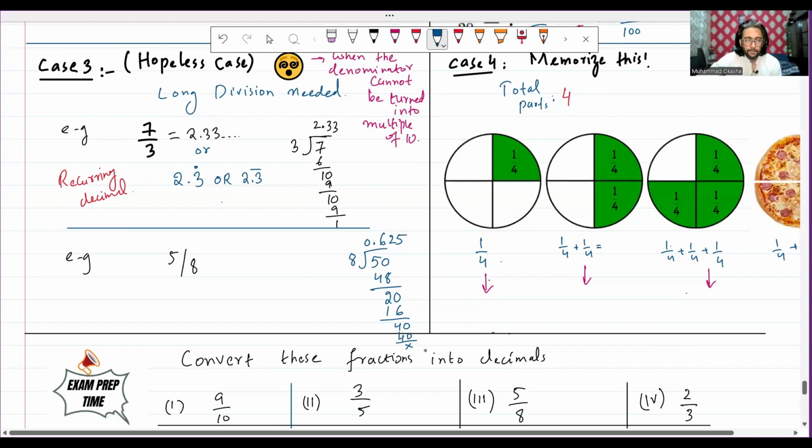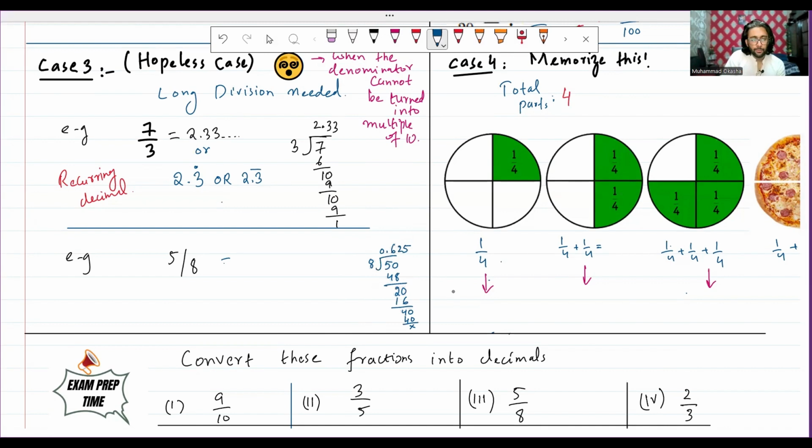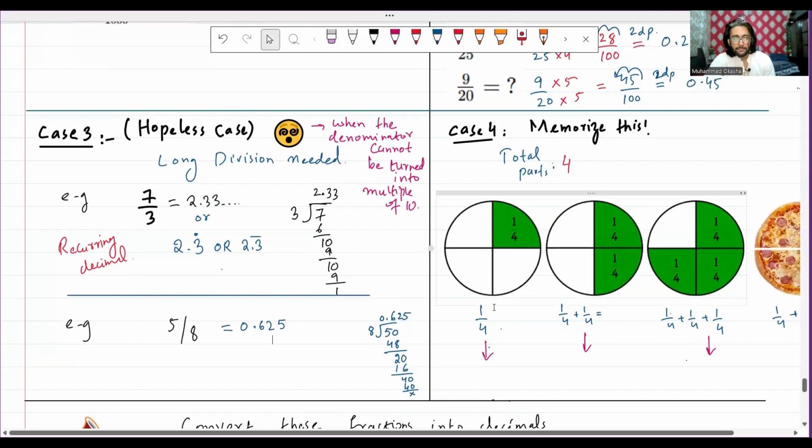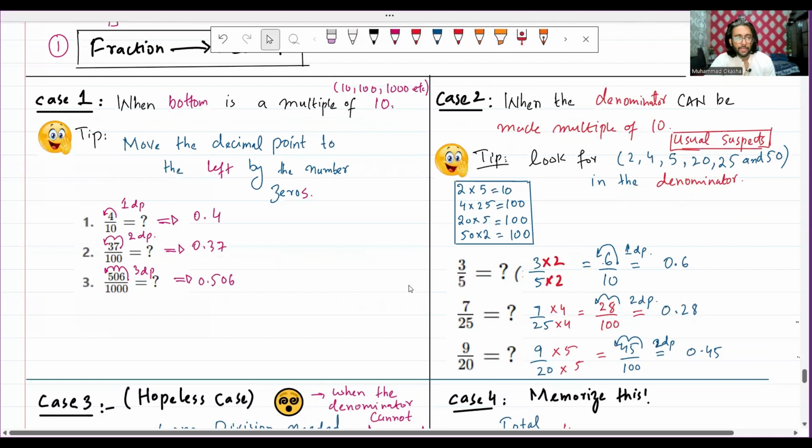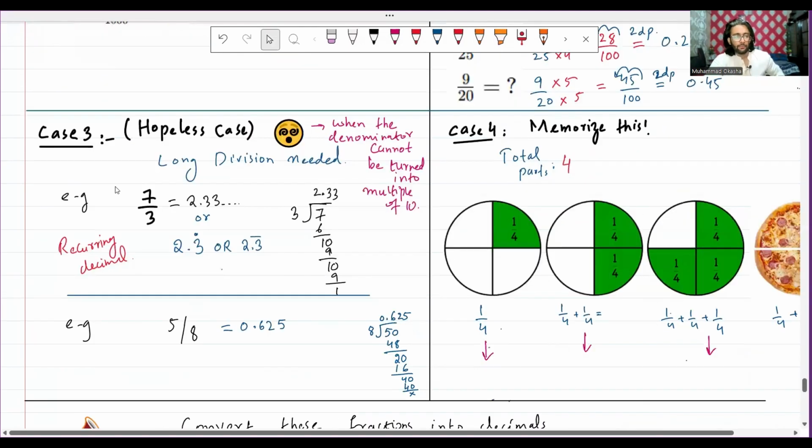So as I performed long division on it, I got 0.625, simple. And this is a terminating decimal. It ends here. Okay. So I hope the 3 cases make sense. When you can do nothing, this is a hopeless case. This always works. Hopeless case always works because it's pretty hopeless.